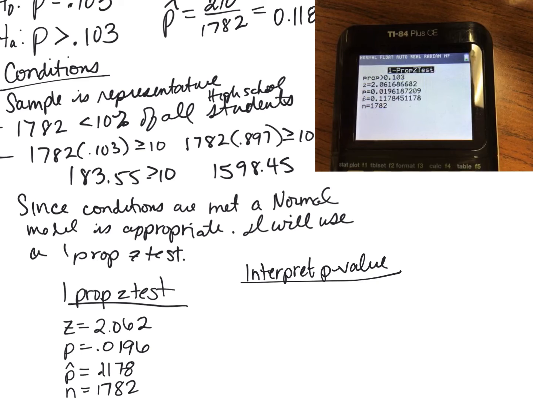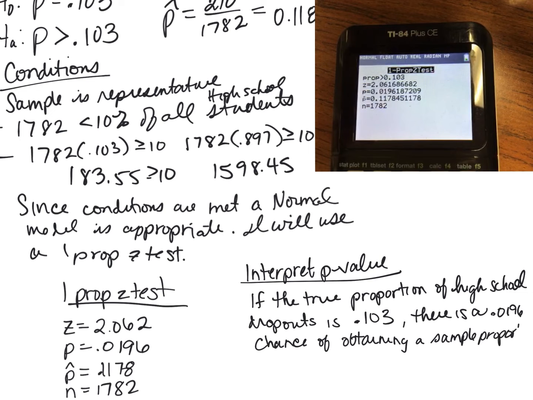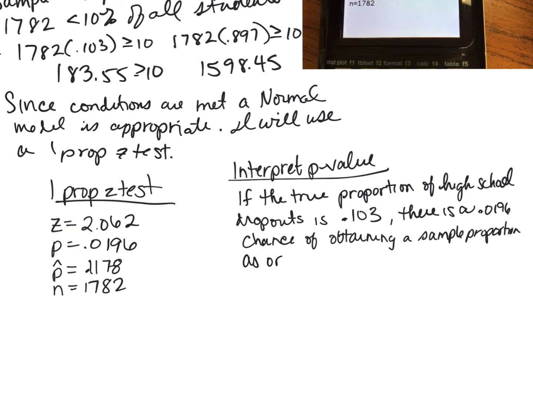So how do I say this? If the true proportion of high school dropouts is 0.103, there is a 0.0196 chance of obtaining a sample proportion as or more extreme than 0.1178.